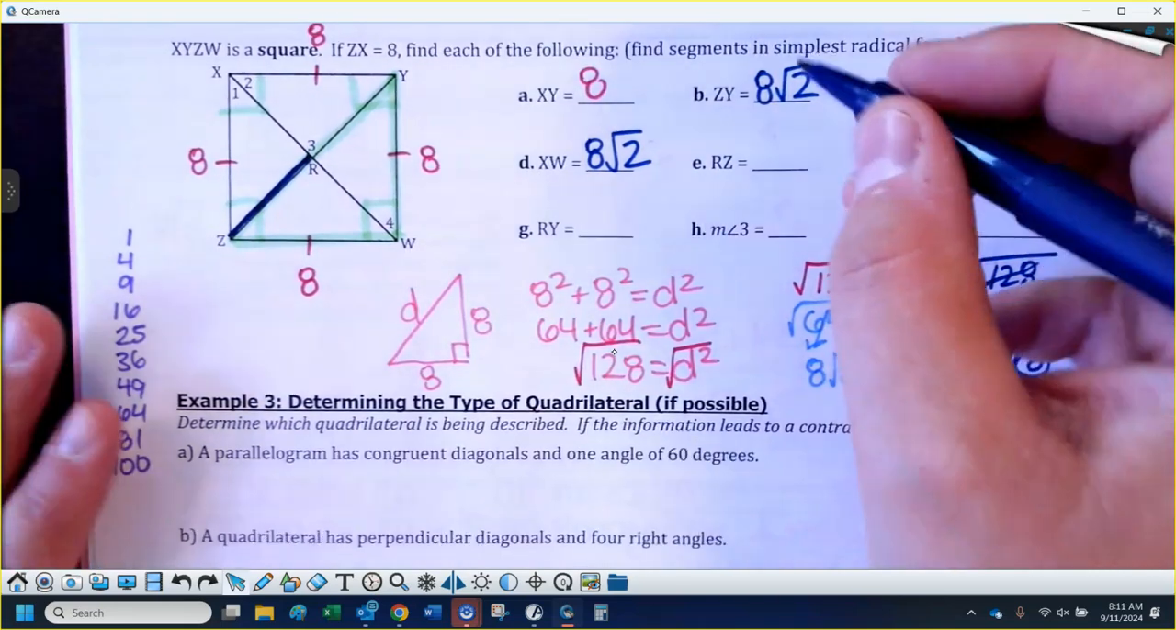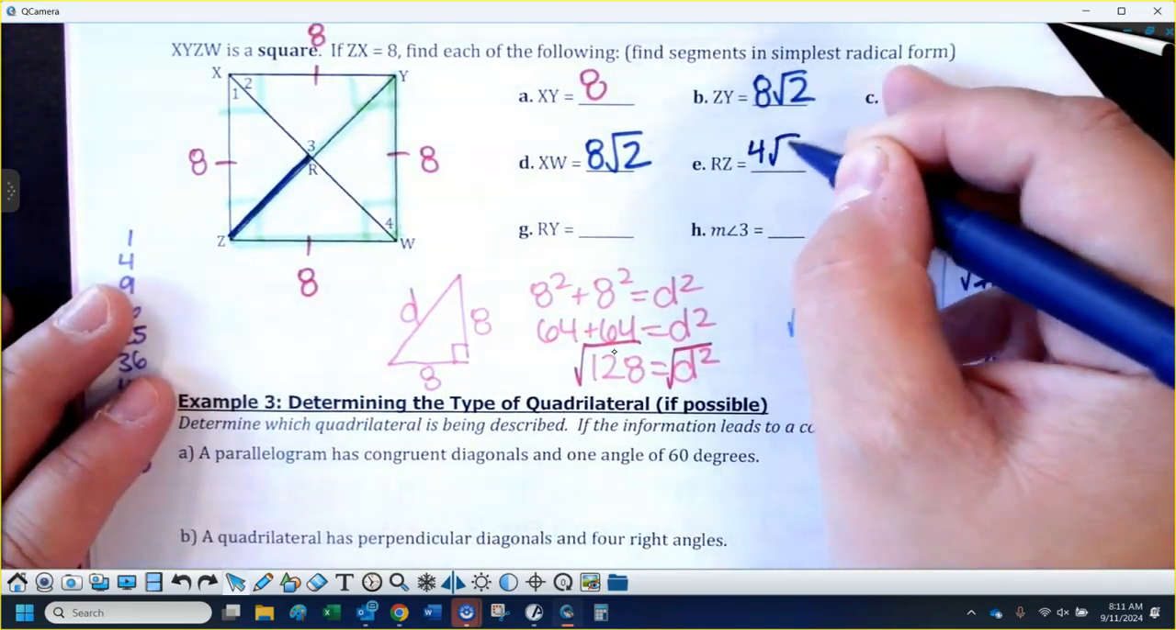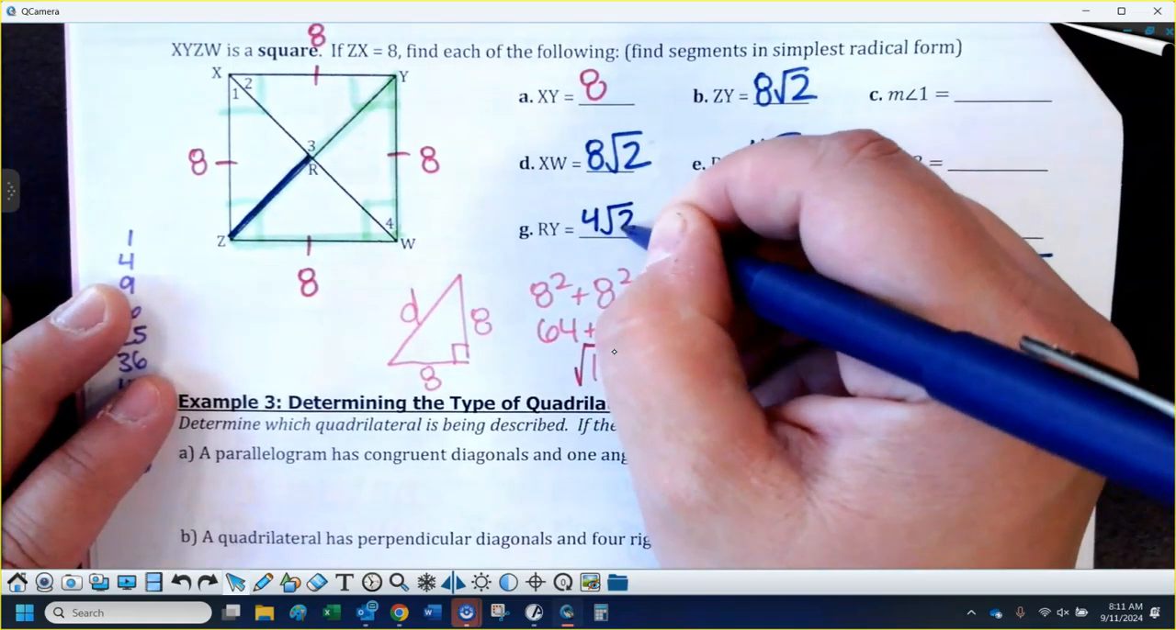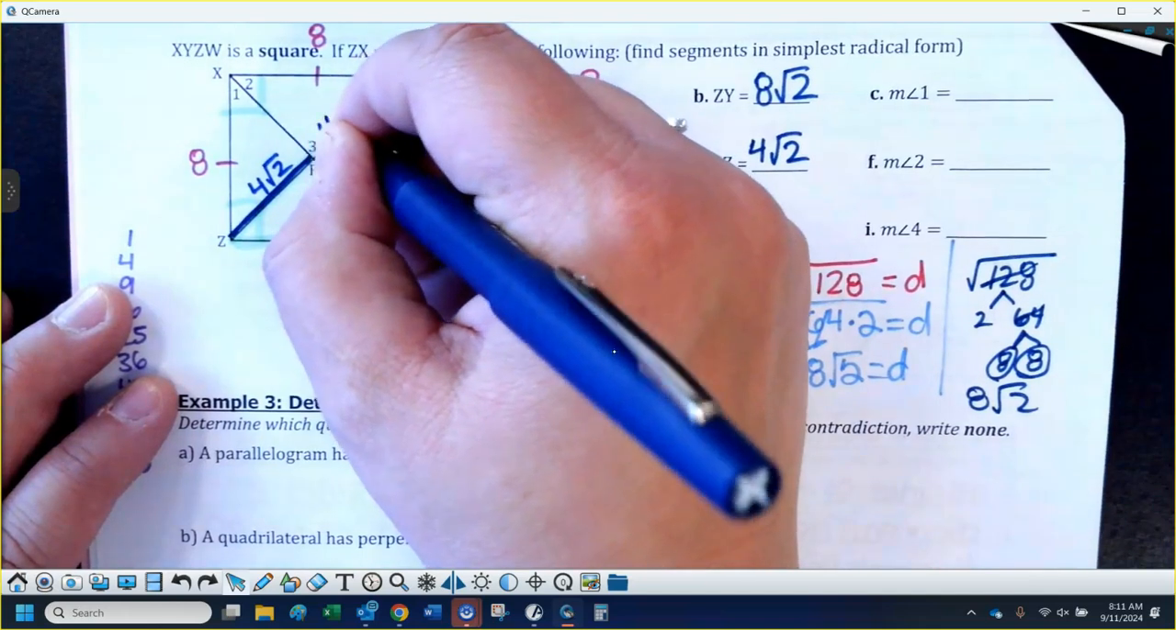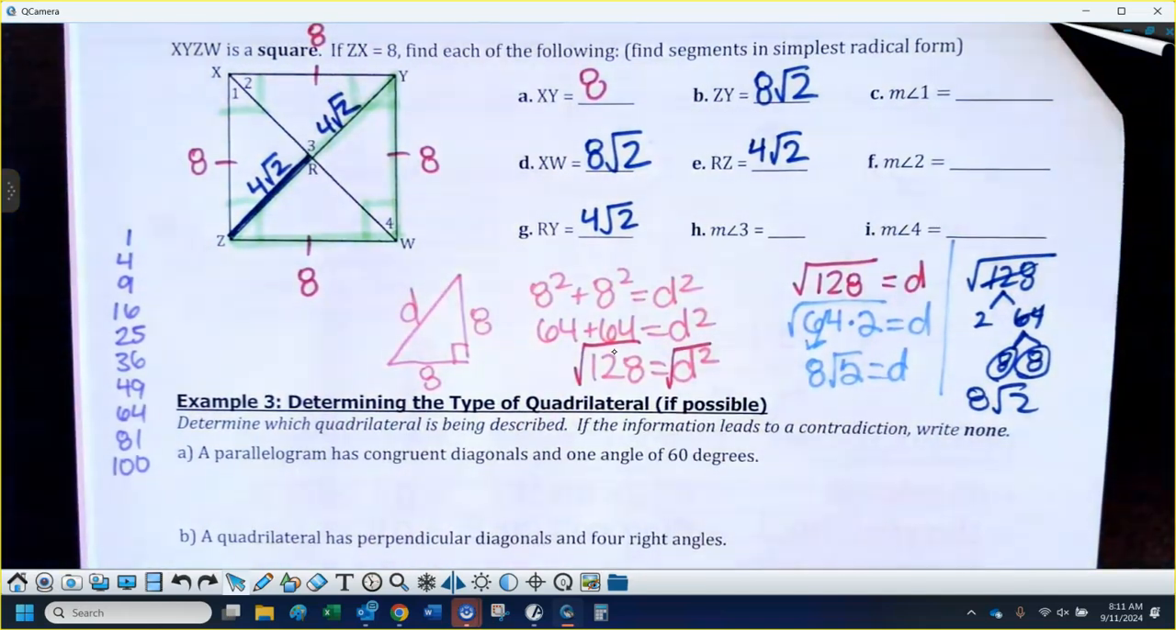Exactly. Okay, so these guys, this one and this one, are just 4 radical 2. If the whole thing is 8 radical 2, 4 roots of 2 plus 4 roots of 2 will add up to 8.